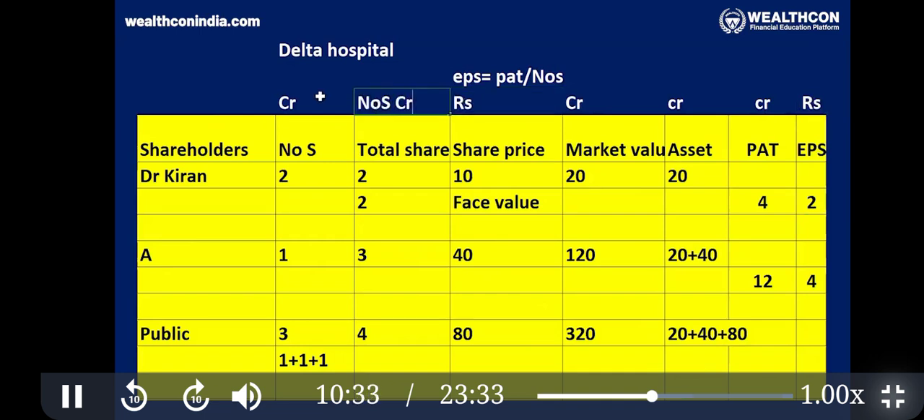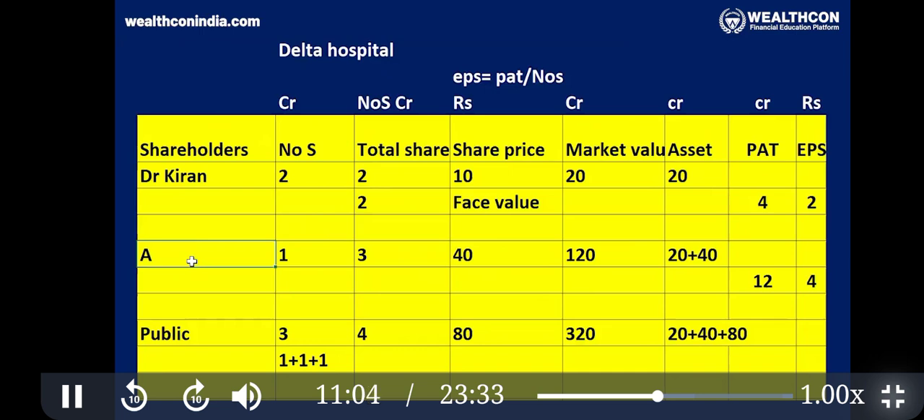After 1 year, he wanted to expand the hospital. So he approached one angel investor, let's say his own friend. We'll give him the name A, angel investor. He asks, can you invest in my company? Angel investor A says, okay, I'll invest. So Delta company issues 1 crore shares to A.